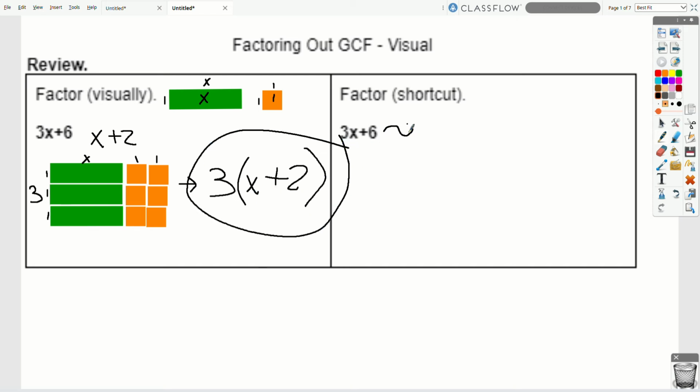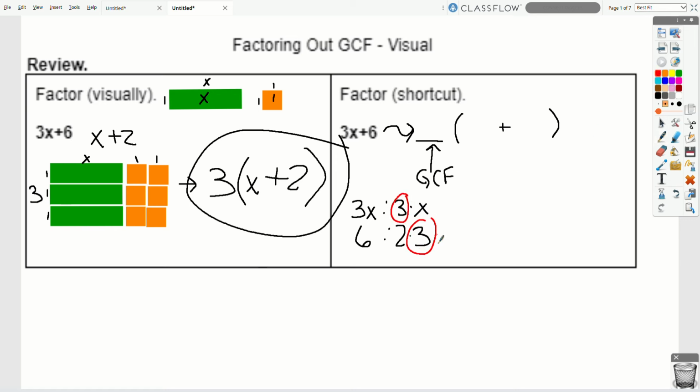And so the shortcut for this was remembering what the answer is going to look like. For the shortcut way, we had to remember that the number that goes in front is the greatest common factor, the GCF. And so we remembered that 3x is 3 times x, 6 is 2 times 3. The common factor to both is the number 3. So that is our GCF 3, and then whatever was left over, 3 times x, and then plus 3 times 2.